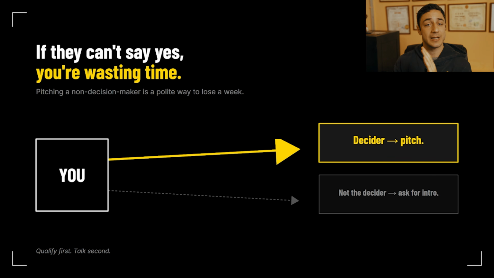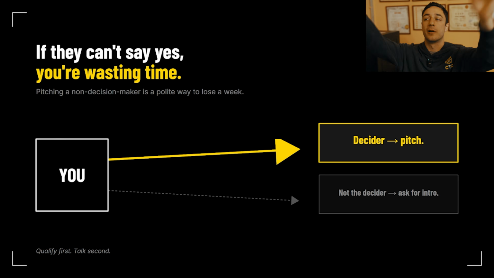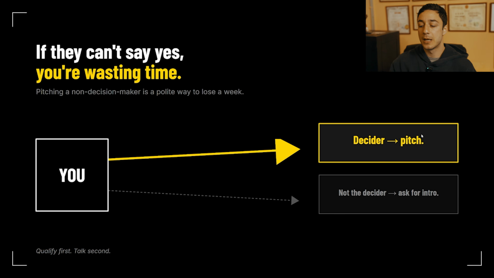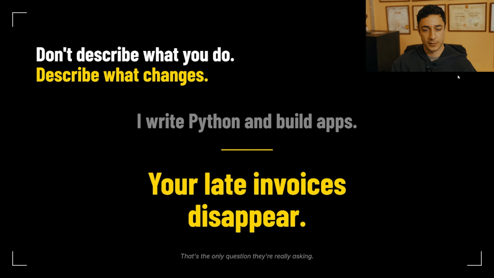This is one of the biggest mistakes I see with software engineers when it comes to client acquisition. They spend so much time dealing with non-decision makers, okay? If you decide to pitch a non-decision maker, you are essentially saying to yourself, I don't care about my time. Here, have a week of my life, okay? You need to always pitch the decision maker. If you somehow got in contact with the non-decision maker, you need to ask them for an intro for the decision maker. Always qualify first and then talk second.